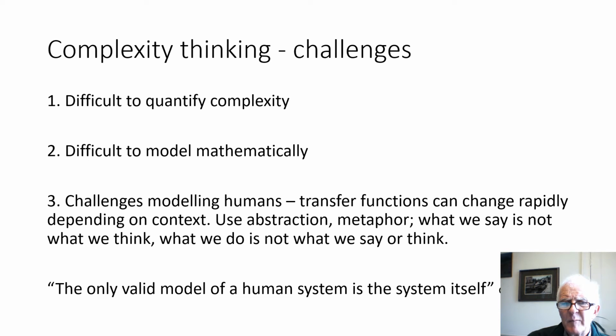And there are particularly major challenges modeling humans, the transfer functions. I mean, humans are complex adaptive systems, and our transfer functions change rapidly depending on the context. So we use abstraction and metaphor, and what we say is often not what we think, and what we think is not what we say or what we do. So challenges exist for modeling humans, and in fact it has been said that the only valid model of a human system is the system itself. So we have to be very cautious if we start applying these insights into human systems, as we quite often do.